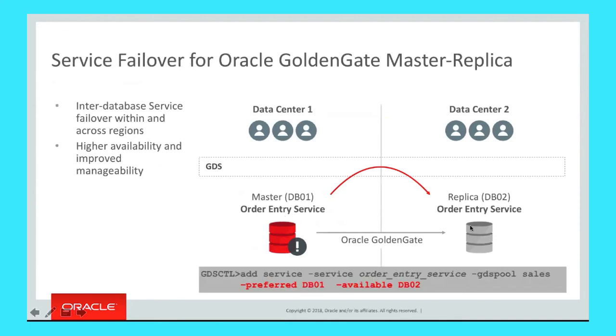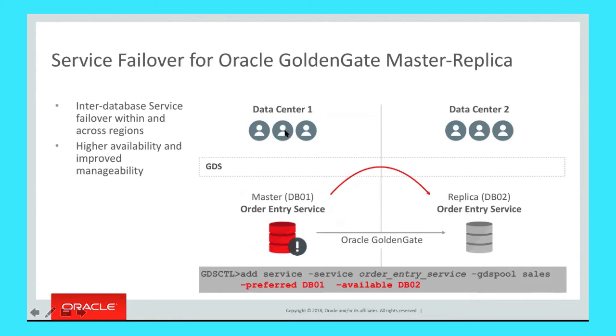As we've seen before, to achieve that behavior, I would create the global service with the following parameters: add service, service name, the pool on which this service should be offered, and what's the preferred, what's the available. So if the preferred goes down, GDS will recognize it. GDS, the global service manager, which is the core component, is monitoring these databases, and if it determines that this database is down, it relocates the service to the available database.